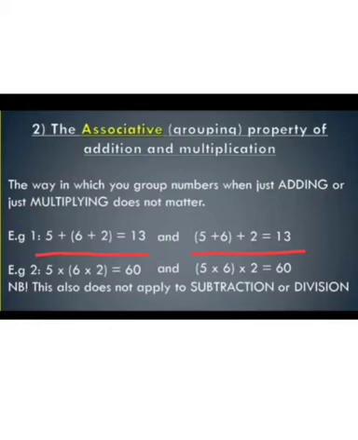Similarly, in case of multiplication, if we multiply 6 and 2 first and then multiply it by 5, we get 60. And if we change the grouping, it means if we multiply 5 by 6 first and then multiply it by 2, then again we get 60. It means the product of three whole numbers remains the same even if the grouping is changed. Thus, the associative property holds good for addition and multiplication, but this property does not hold good for subtraction and division.